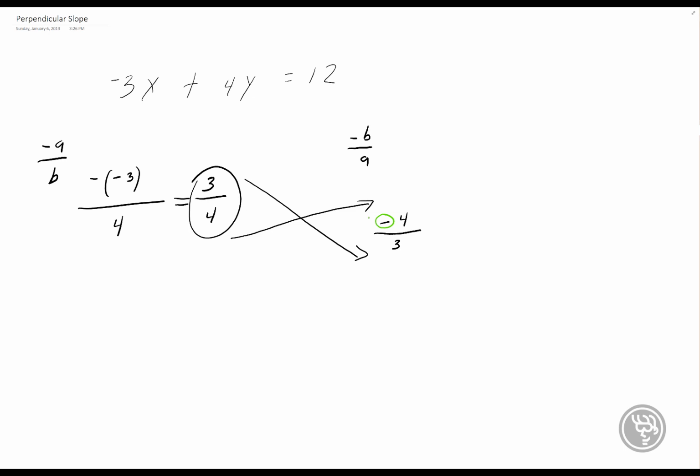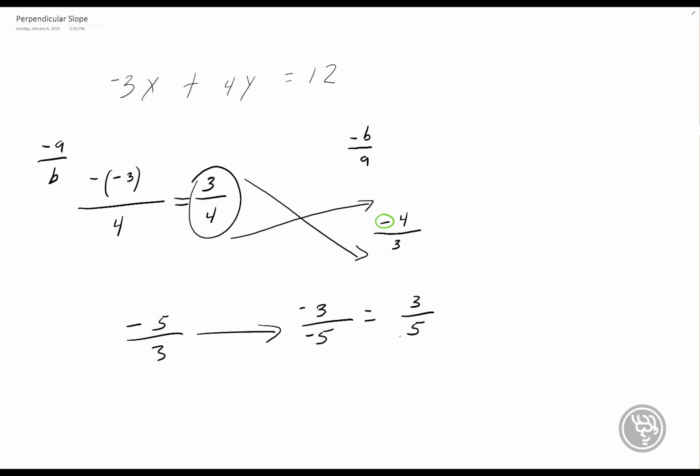We have to do the reciprocal, which means the denominator goes to the numerator and the numerator goes to the denominator, and you make it negative. That's pretty much it. Another example would be, let's say negative 5 over 3 is your slope. The reciprocal would be 3 over 5. The 5 is negative, and now this is negative. So your answer would be positive 3 over 5.